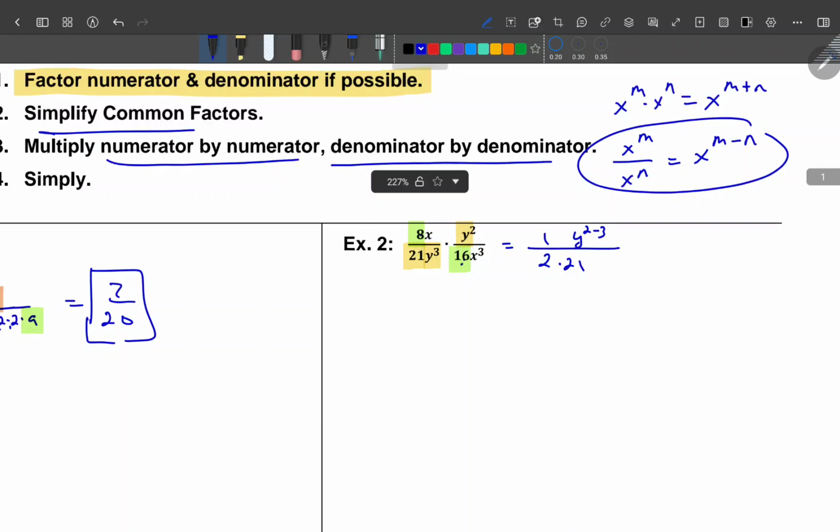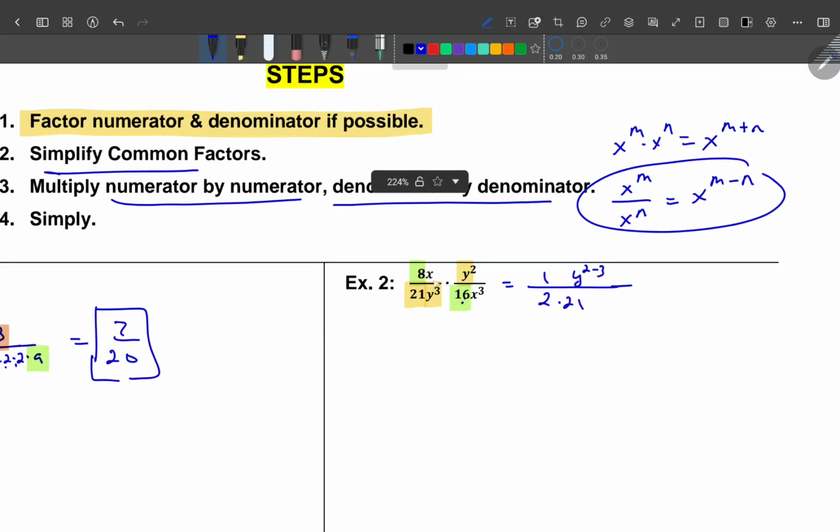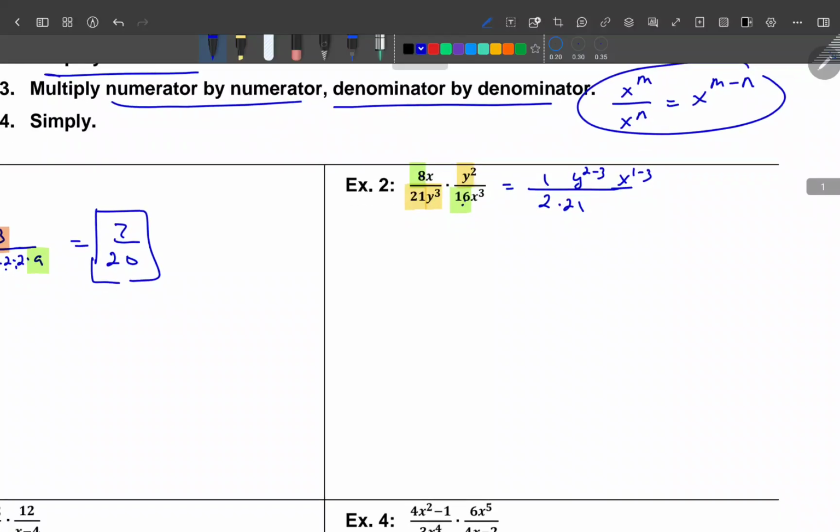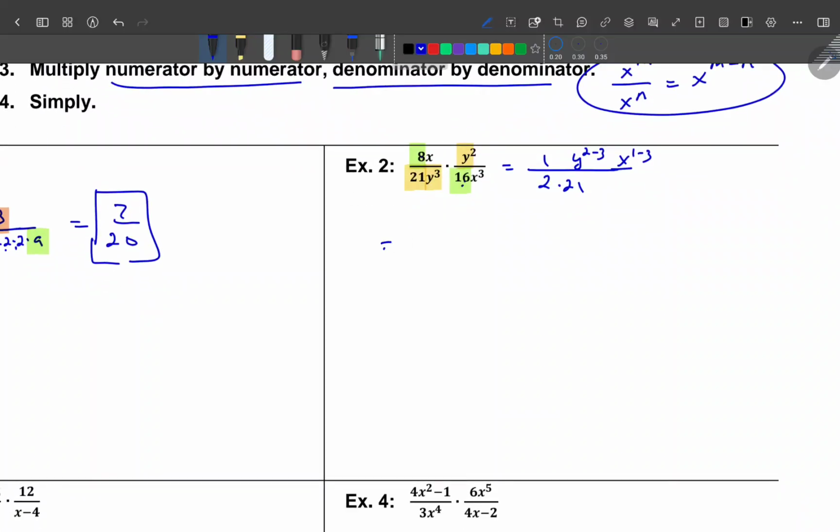The last thing we have is the x's. And using that same quotient rule, this x on top is x to the power of 1, and that's divided by x cubed, so we're subtracting 3. And so we've taken care of everything, right? We've simplified. We need to do a little bit of rewriting. I'm not going to write this 1 again. So what we get is y to the 2 minus 3, which is y to the negative 1, times x to the 1 minus 3, which is negative 2, and that's all over 42.